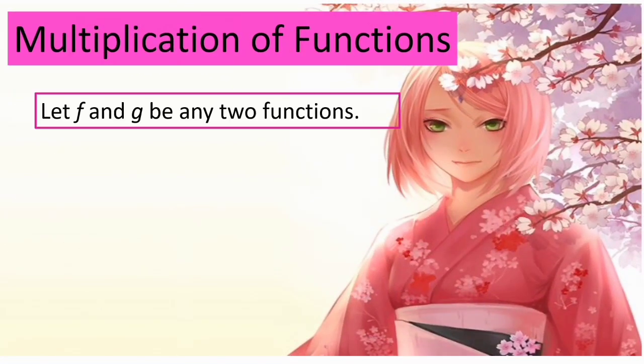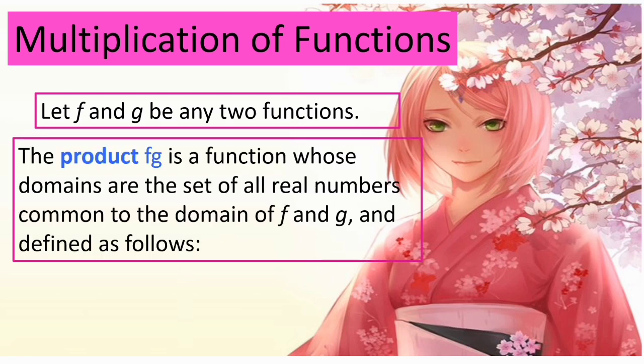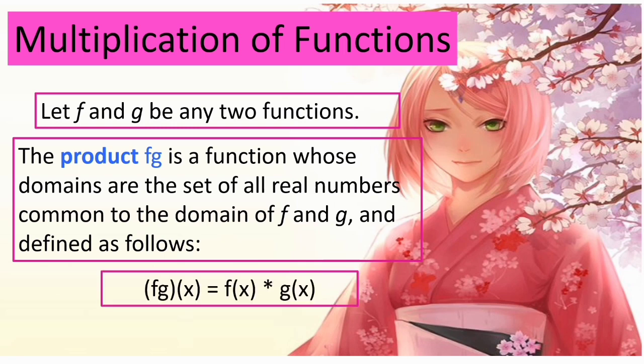Multiplication of function. Let f and g be any two function. The product of fg is a function whose domain are the set of all real numbers common to the domain of f and g and defined as follow. The quantity of f times g of x is equal to f of x times g of x.